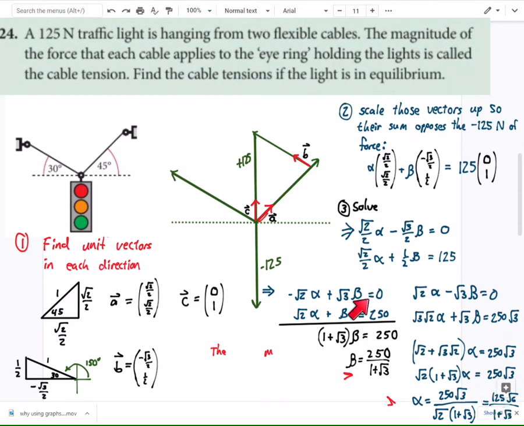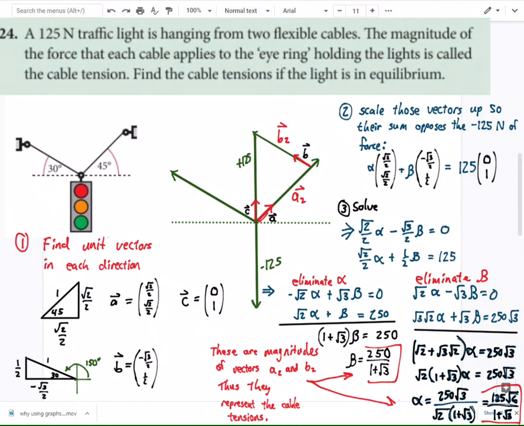But nonetheless, what we need to understand is that the scalar that pushes up against the a vector is essentially the force. It is literally the magnitude of the a vector, and therefore that magnitude represents the force in the direction of 45 degrees. This number here in front of beta is the force in the 30-degree direction, and so this is the tension on the beta wire, and this is the tension on the alpha wire. So that's the gist of this in a nutshell.